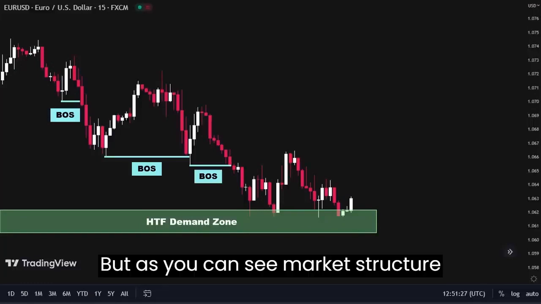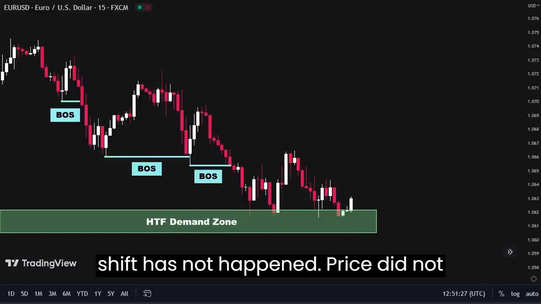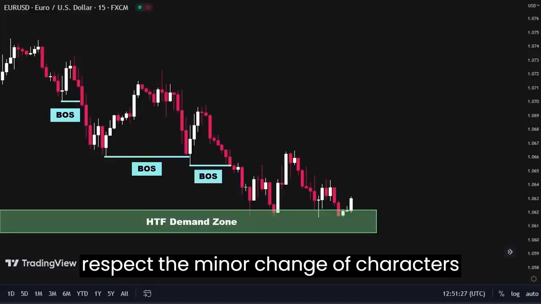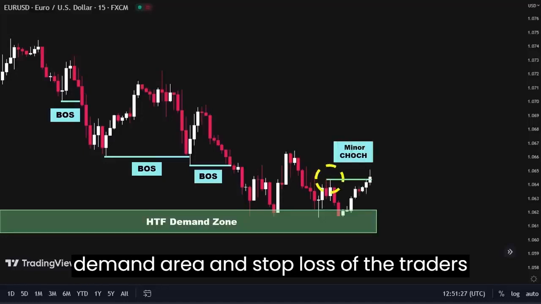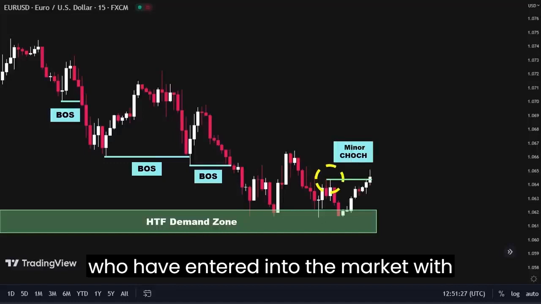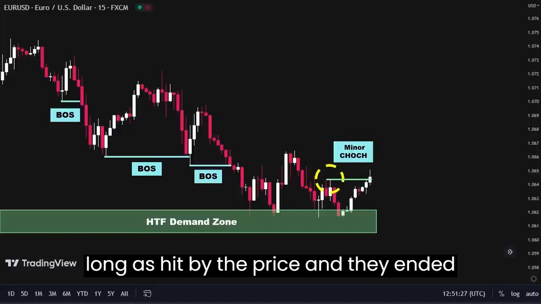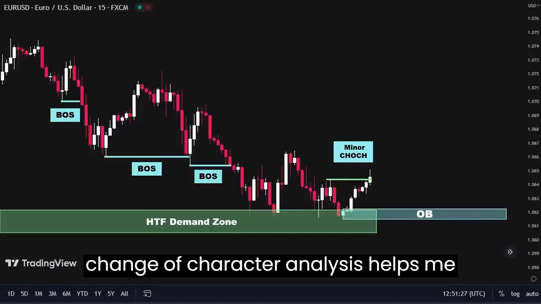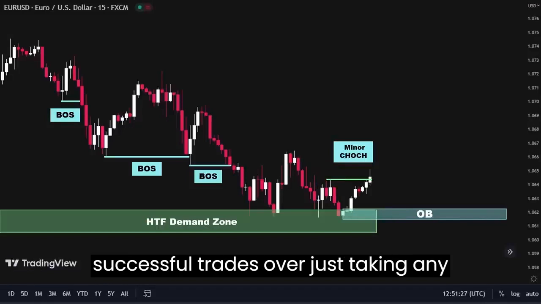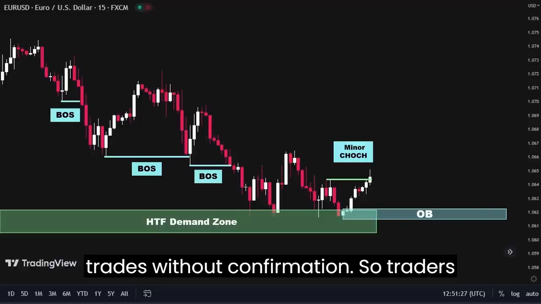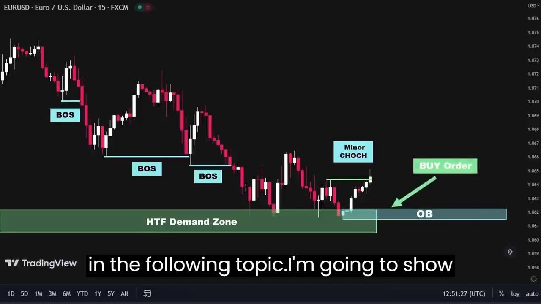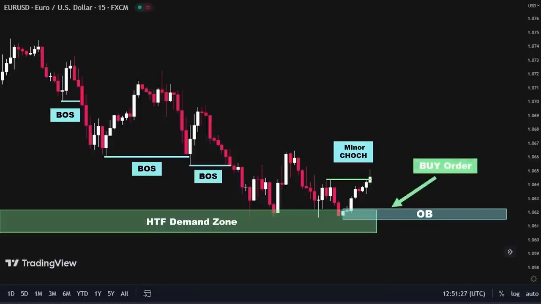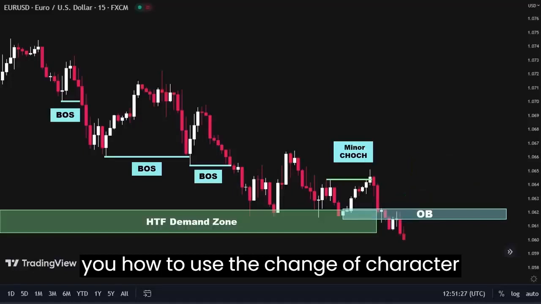But as you can see, market structure shift has not happened. Price did not respect the minor change of character's demand area, and the stop loss of the traders who have entered into the market with long is hit by the price, and they ended up with some losses. So traders, this change of character analysis helps me have a higher chance of getting successful trades over just taking any trades without confirmation. So traders, in the following topic, I'm going to show you how to use the change of character to set up a trade.